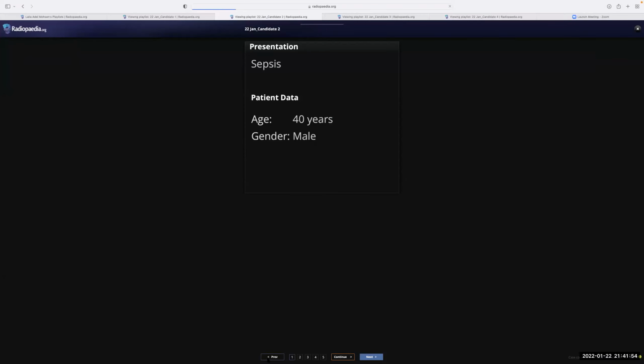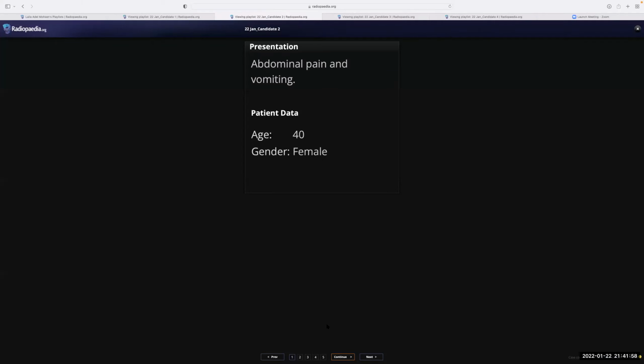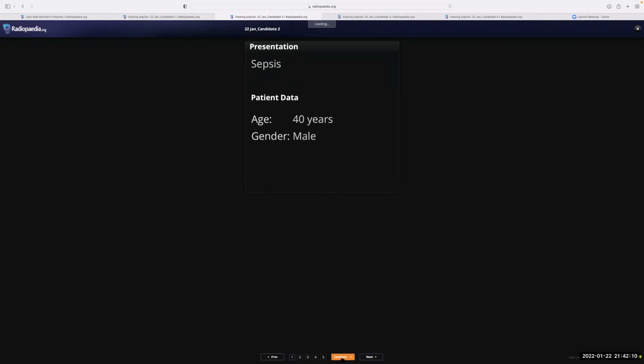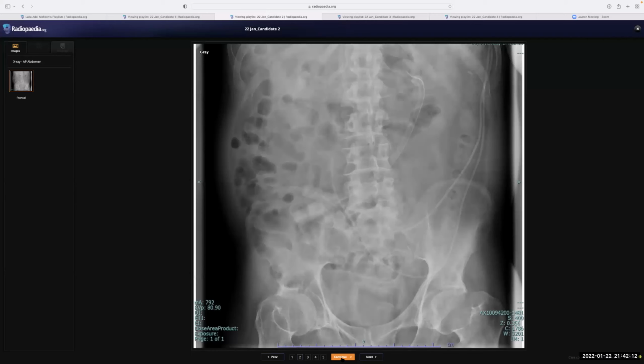Okay, so this is a 40-year-old male with sepsis. One minute, yeah. Sorry, 40-year-old female with abdominal pain and vomiting. No, you are right. It's just scroll to the third, please. Okay, I'll wait. Okay, so 40-year-old male with sepsis.